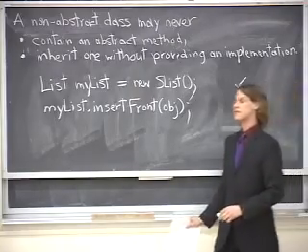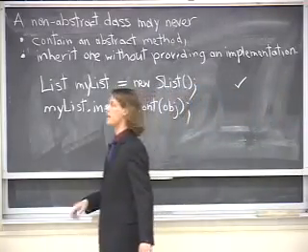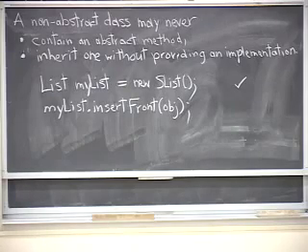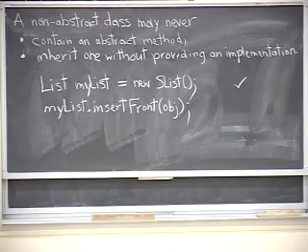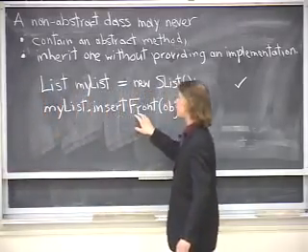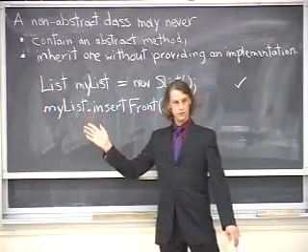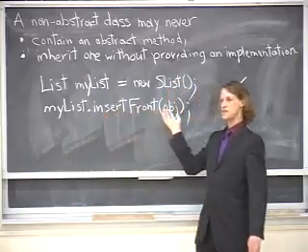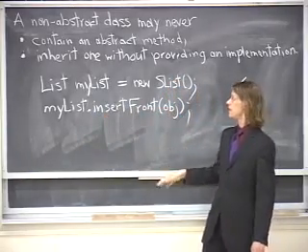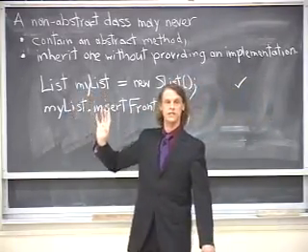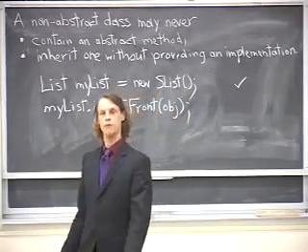So again, I said this earlier, but now that I've written it on the board, let me say again, the reason why you would want to put an abstract method up here is so that you can call insert front on every kind of list without knowing what kind of list it is. So if you write a list sorter that uses insert front to sort lists, it'll work on all the different types of lists, not just one.